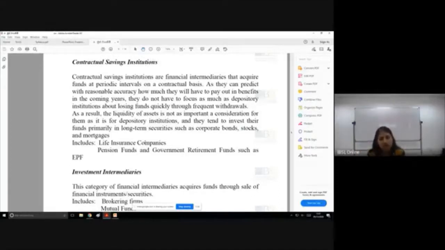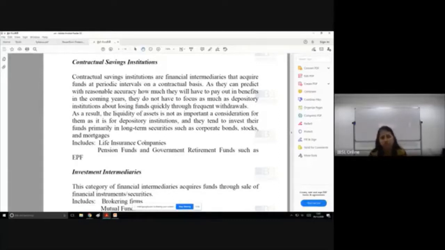So they know what portion of their funding they need to set aside for potential withdrawals and what portion they can invest. Okay, so they can calculate that. So the portion that they have to invest, they can invest long term.